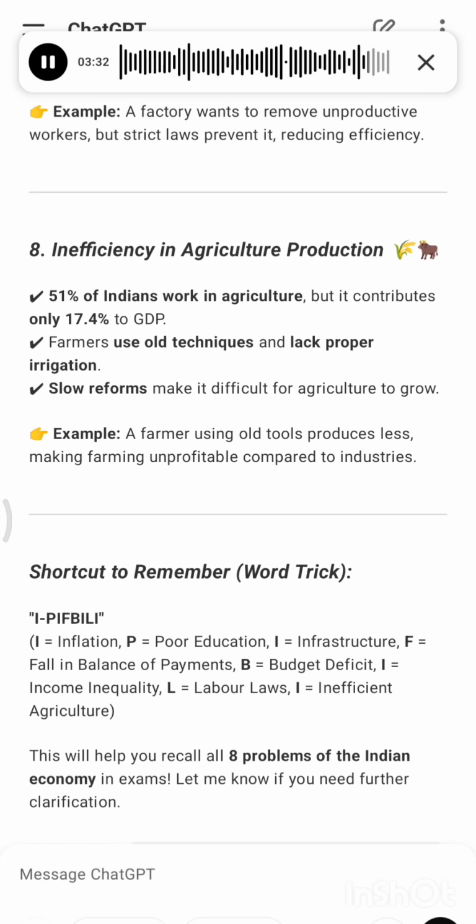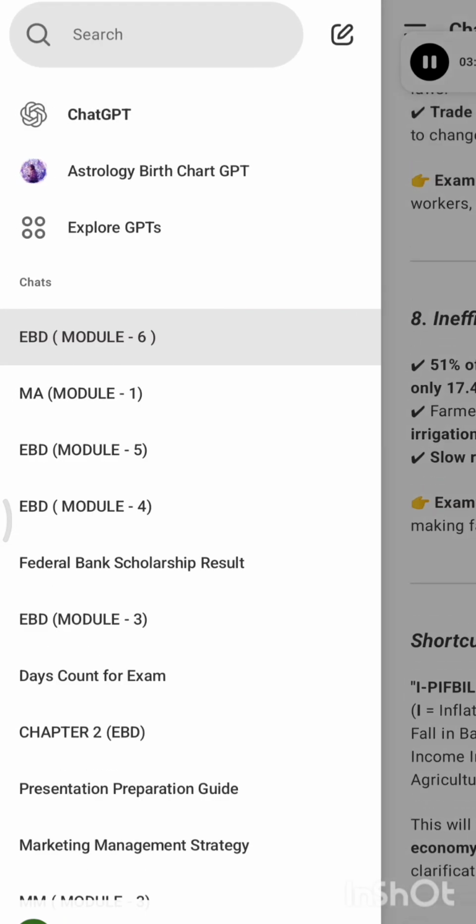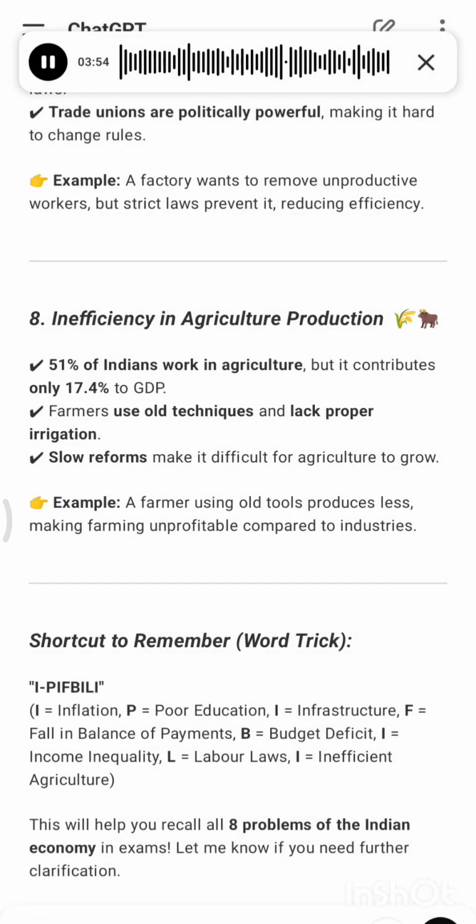Shortcut to remember, word trick: IP equals inflation, P equals poor education, I equals infrastructure, F equals fall in balance of payments, B equals budget deficit, I equals income inequality, L equals labor laws, I equals inefficient agriculture. This will help you recall all 8 problems of the Indian economy in exams. Let me know if you need further clarification.